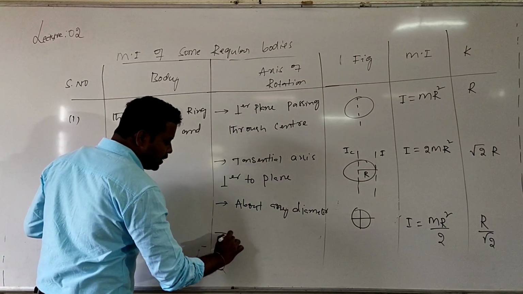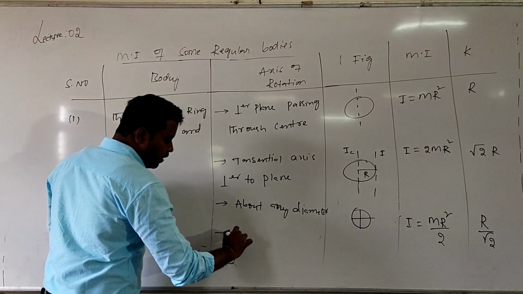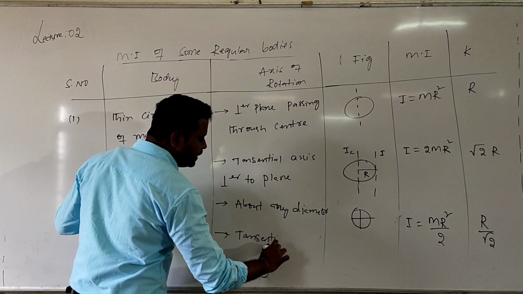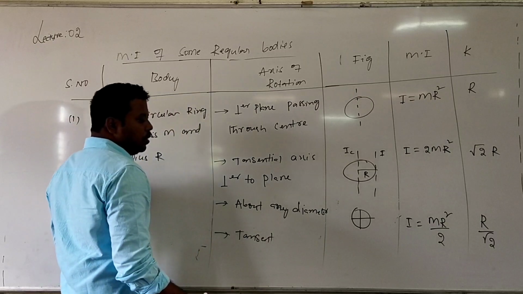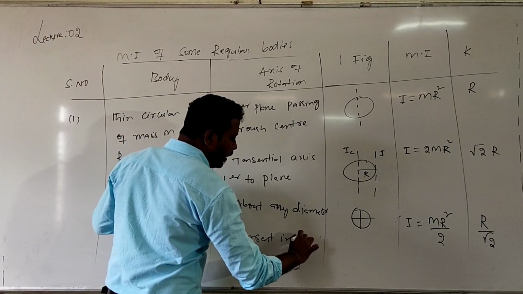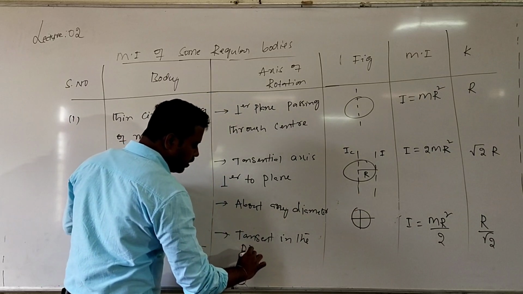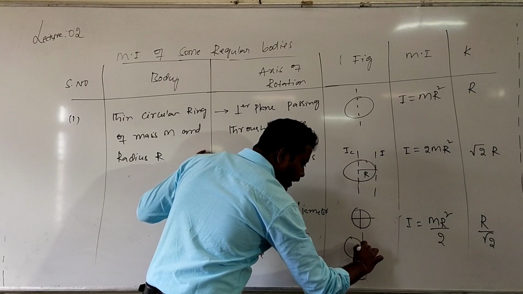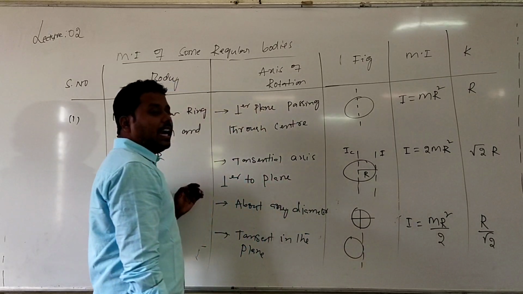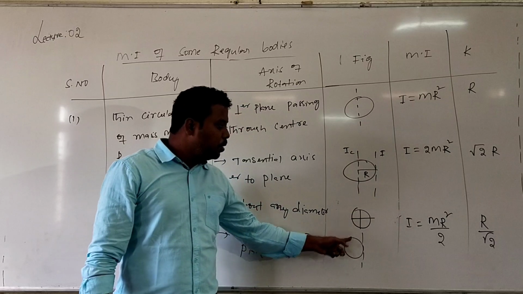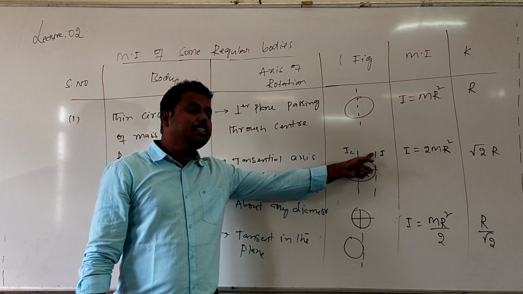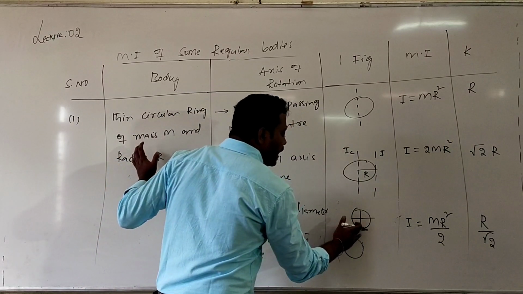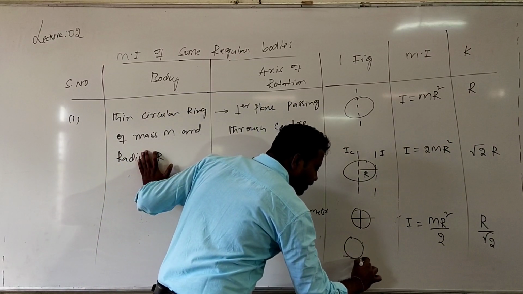Then the last one is about any tangent, about an axis, about any tangent in the plane of the ring. What do I want to calculate? This is our circular ring. Now I want to calculate the moment of inertia about a tangent which lies on the plane. But remember, these both are not the same. Here it is perpendicular to the plane, here it is on the plane. Or otherwise, can I write about a tangent in the plane?